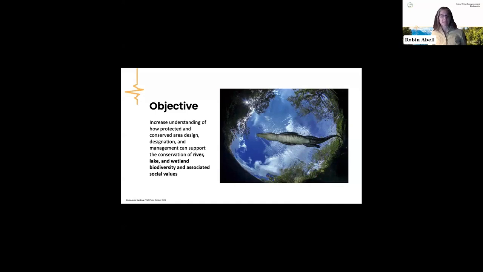And for those of you who might be less familiar with the term, we're talking about inland waters in the sense of rivers, lakes, and all other inland wetlands.